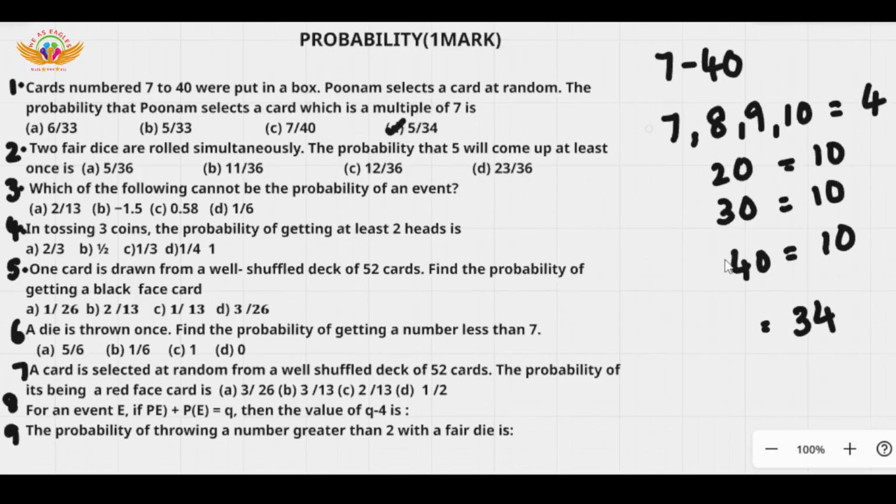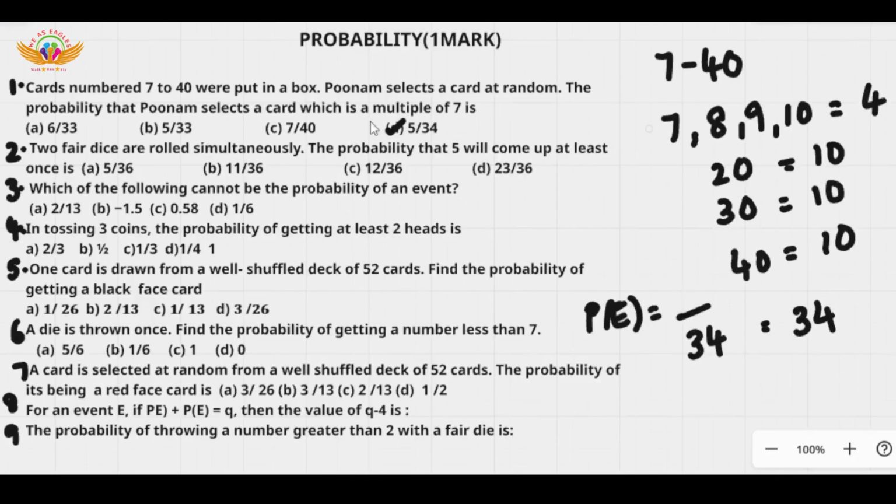Okay, but I want to just solve it clearly. So what is the probability? You all know that the probability of an event is equal to the number of possible events divided by total number of outcomes possible. Yes, so total number of outcomes is 34, already we have. So what is the numerator?